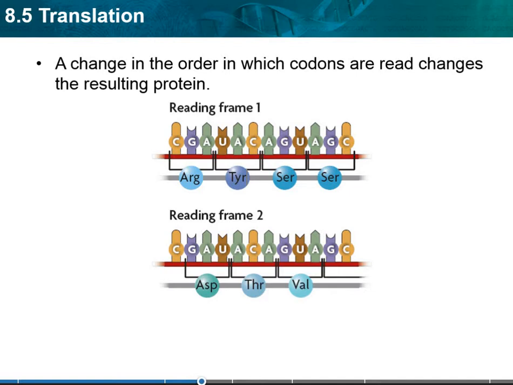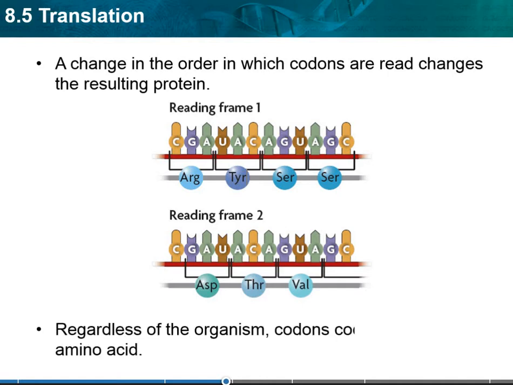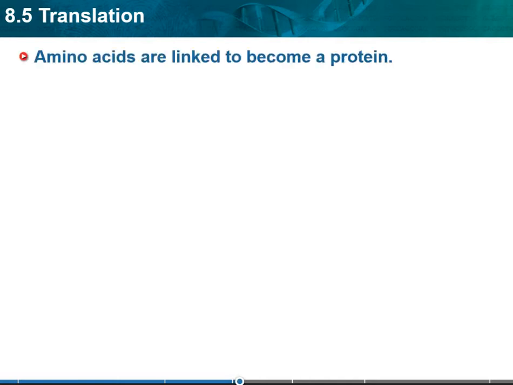You can look from reading frame 1 to reading frame 2. You can see that the reading frames are messed up, and so you're getting different amino acids being created. We'll talk more about this when we talk about the mutations that can happen. This right here would be what's called a frame shift or reading frame mutation. Regardless of the organism, codons code for the same amino acids. Amino acids, like I said, are going to link together to become a protein.